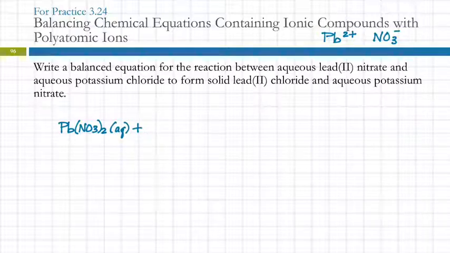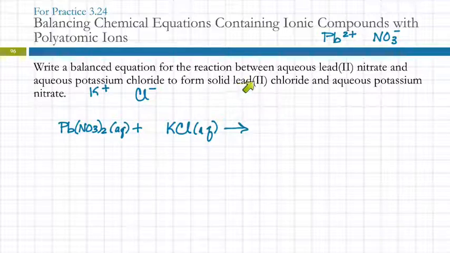Plus, I've got another aqueous one, potassium chloride. Potassium's a metal, so this is also ionic. Potassium is in group 1A, so it's got a +1 charge. Chloride is Cl minus. Those charges are opposite but equal, so I just have KCl, and that's also aqueous. To form is my arrow. Lead-2 chloride, that's the lead-2 from this one and the chloride from this one. So I need 2 of the chlorides to go with lead-2, PbCl2, and I'm told that's a solid. I don't put parentheses around the chlorine because it's not a polyatomic ion.